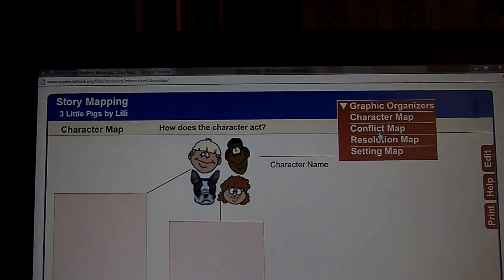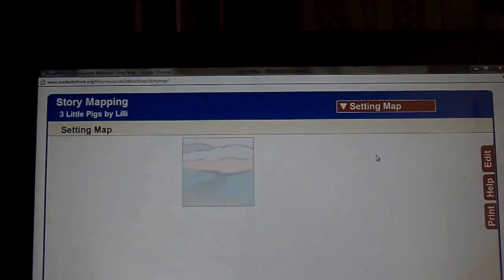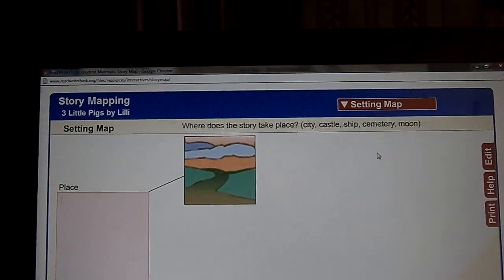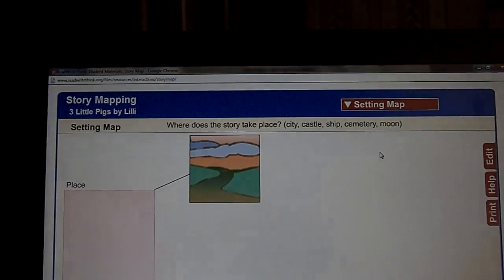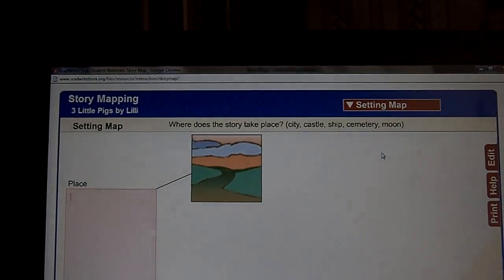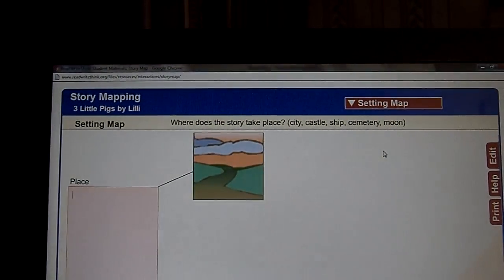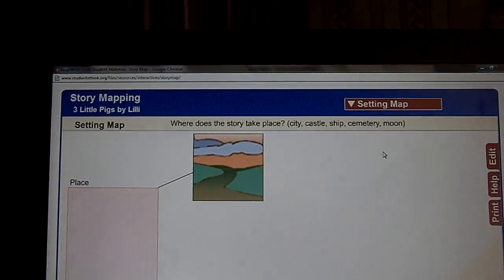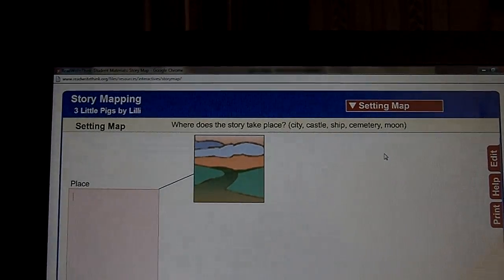This site has several different maps to choose from, which allows students to use the internet as they explore their story maps. Just remember, the overall goal of any story map is to help students think about what they are reading rather than just the words on the page.